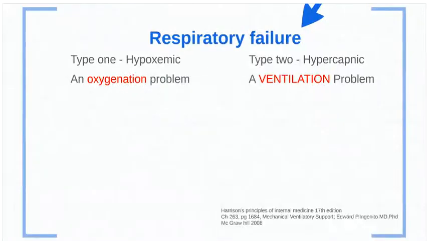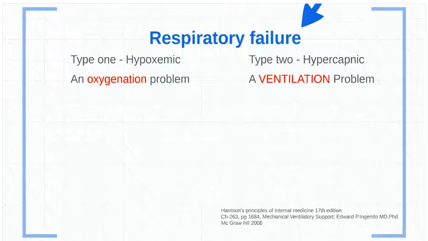And the two types of respiratory failure are type 1, hypoxemic. So if we just break that down, hypo, which is going to be low, oxemic, oxygen, it's an oxygenation problem. We're having trouble moving oxygen from one area to another. Type 2 is hypercapnic. Now that means a rise in CO2 or a retention of CO2, which is commonly a ventilation issue. We're unable to move that CO2 outward and be able to diffuse outward.